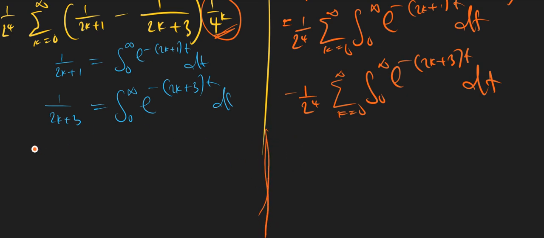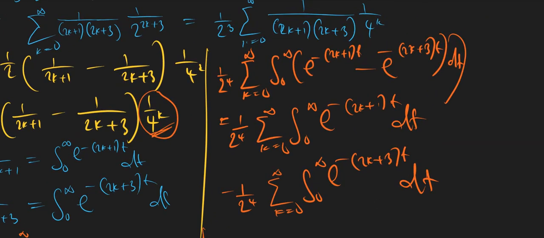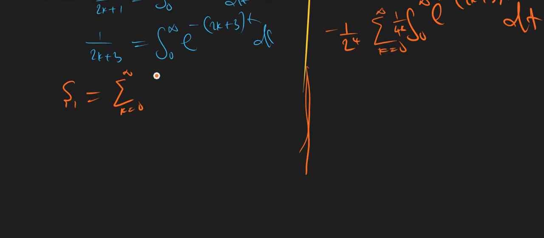So the first sum, which is our S1 here, is going to equal, let's compute it, the sum as k runs from 0 to infinity. And let's not forget our 1 over 4 to the k power. So this first sum is going to be the sum of 1 over 4 to the k times the integral from 0 to infinity of what? Of e to the negative 2k plus 1 t dt.